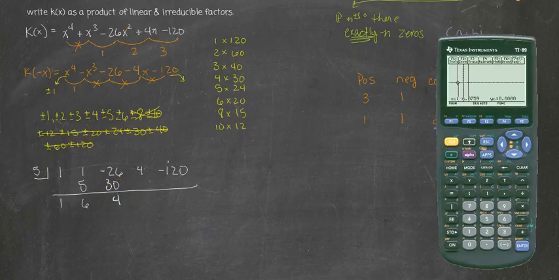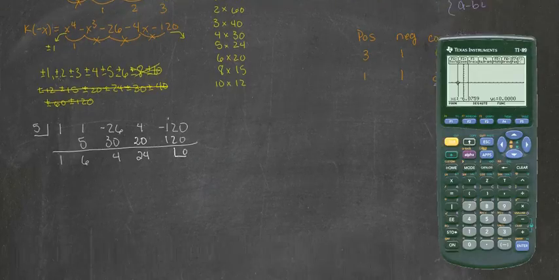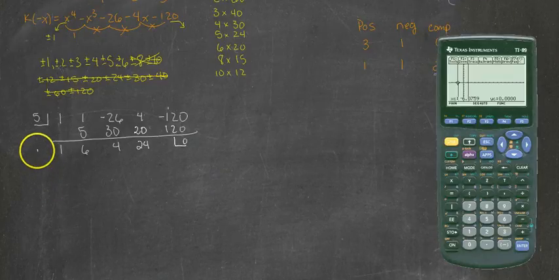5 times 4 is 30. Add 4 is 34. Hey, not true. 5 times 4 is 20. Add 4 is 24. And 5 times 24, I know from right here, is 120. And so I get a 0 remainder, so I know that there's a factor of x minus 5 and a 0 of 5. The next one I want to try is negative 6.